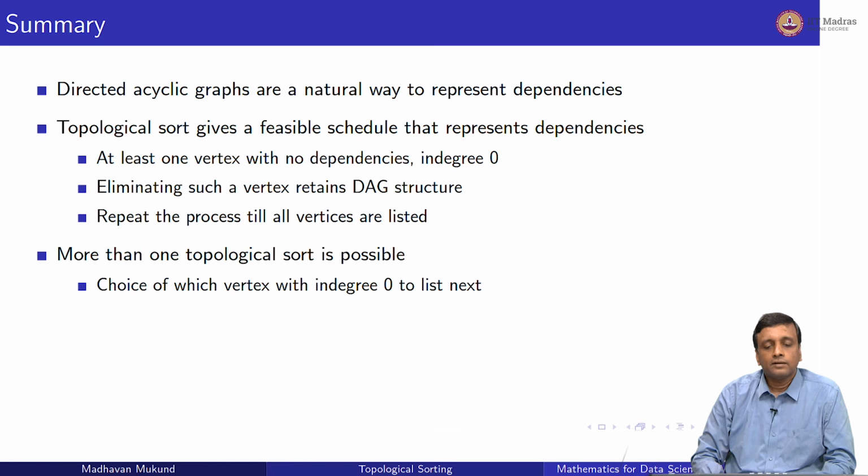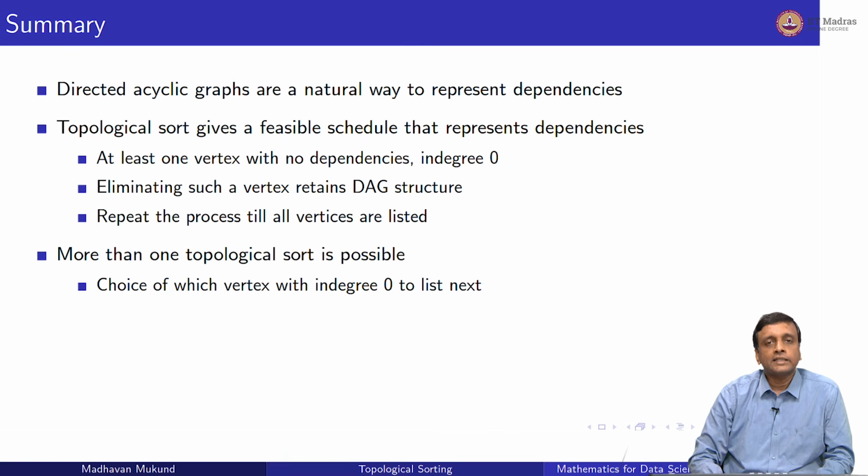So to summarize, we've seen from the earlier lecture that directed acyclic graphs are a very natural way to represent dependencies, and one of the fundamental problems in such a situation is to find a feasible schedule, find a sequence in which you can perform the tasks, which does not violate any of the constraints. So something must be listed before something that depends on it, right? So what we observed is that in any DAG, there has to be at least one vertex which has no dependencies. Okay? Something which in the directed acyclic graph representing the dependencies has in degree 0. So we can list it because it has nothing that has to come before it.